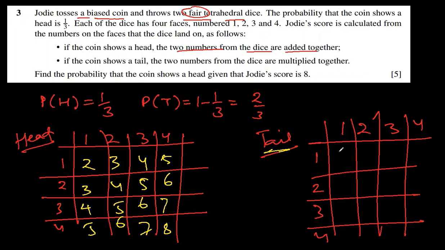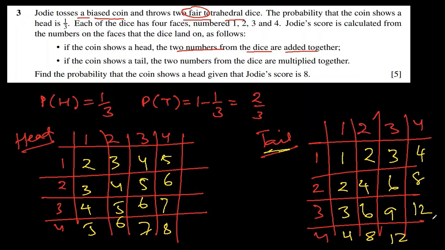So 1 times 1 will be 1, 1 times 2, 1 times 3, 1 times 4. 2 times 1, 2 times 2, 2 times 3, 2 times 4. 3 times 1, 3 times 2, 9, 12. 4 times 1, 8, 12 and 16.